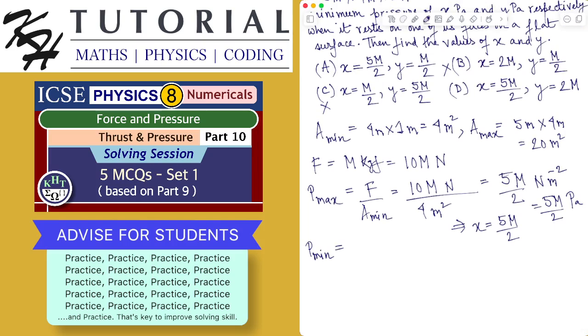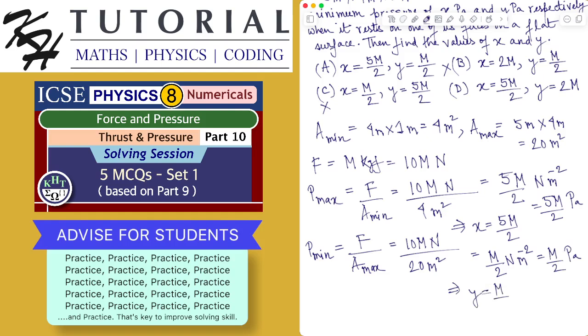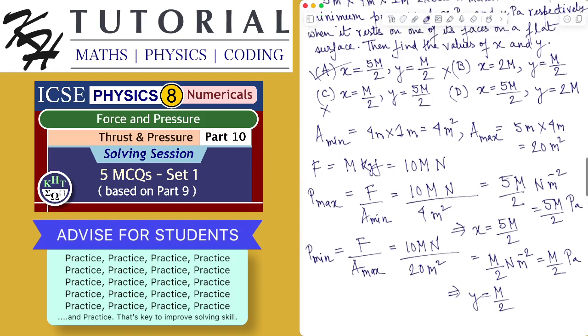P min will obviously be equal to F by A max. This is equal to 10 m Newton divided by A max, which is 20 meter square. This is equal to m by 2 Newton per meter square, which is equal to m by 2 Pascal. So this implies y is equal to m by 2. Hence the correct choice is A. Okay, let's see the next problem.